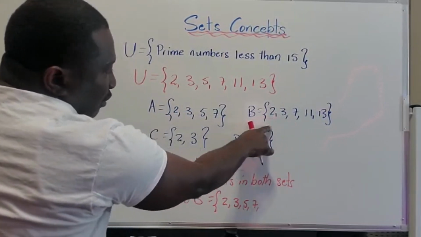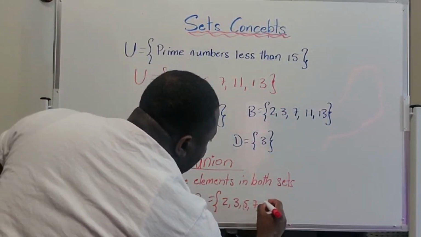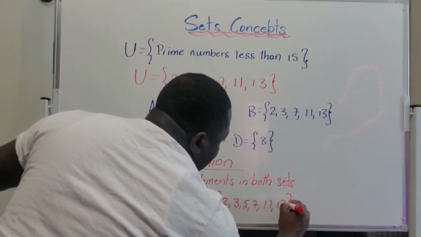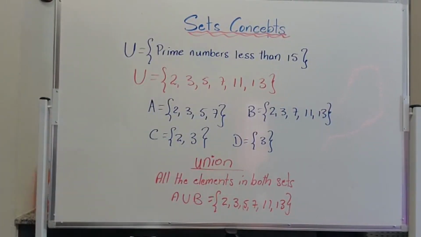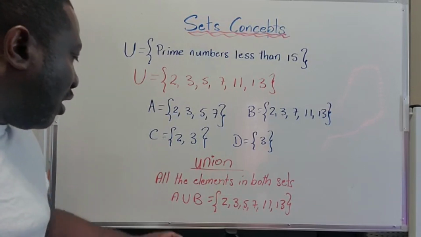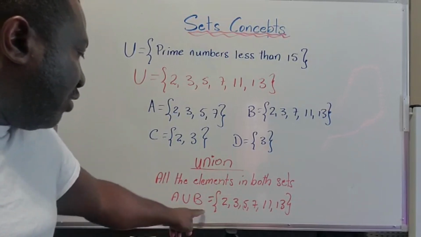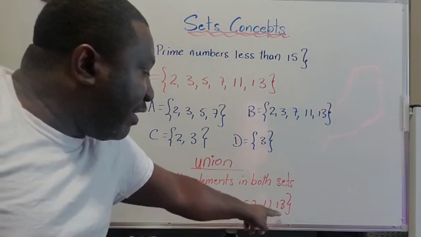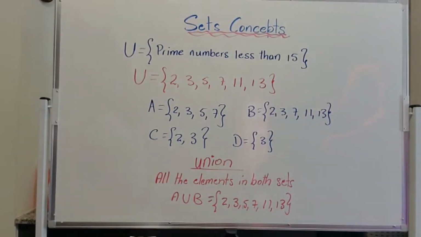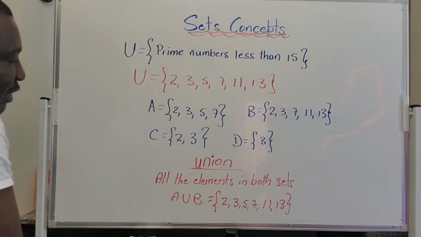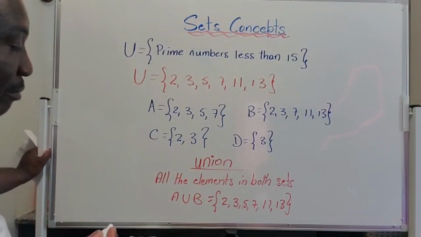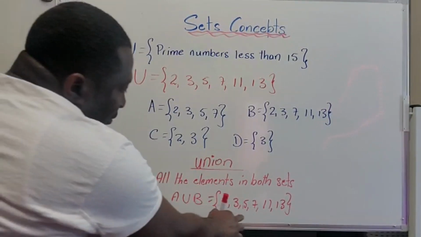So we have 2, 3, 5, 7. We already listed 2, 3, and 7. 11 from B and 13. So the union of A union B will be 2, 3, 5, 7, 11, and 13. Those are the elements that are in union in set A as well as set B. So you combine all elements or members to form the union.